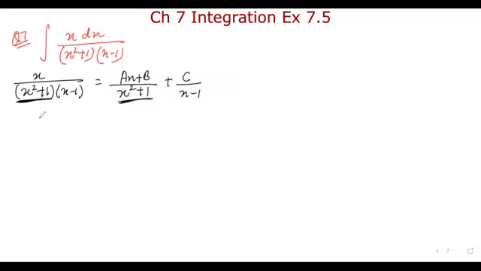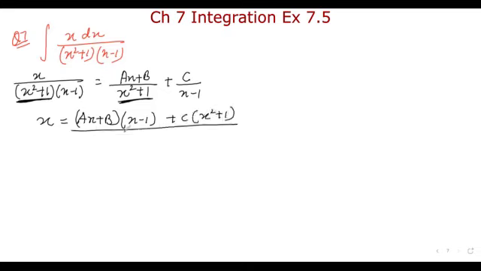Now on taking the LCM, so it will be ax plus b, put inside the bracket when we have two terms, always into x minus 1 plus c into x square plus 1. Here I have taken the LCM, nothing else, like this. This is not mandatory to write if you understand, because this and this is going to cancel. So not mandatory to write every time the denominator in this step.